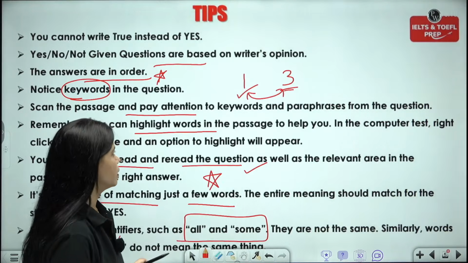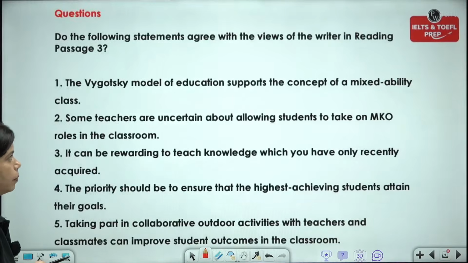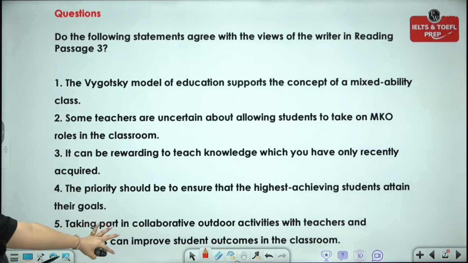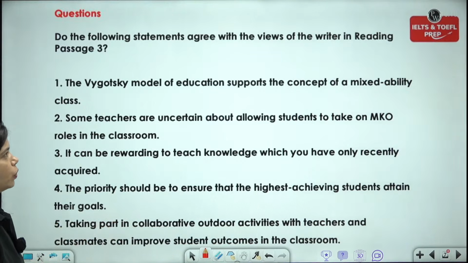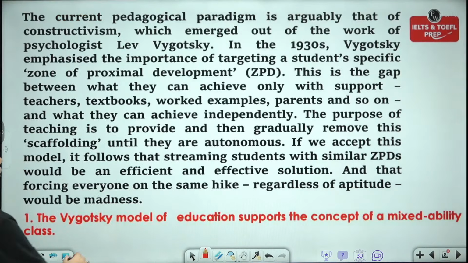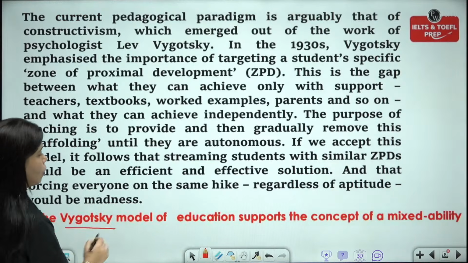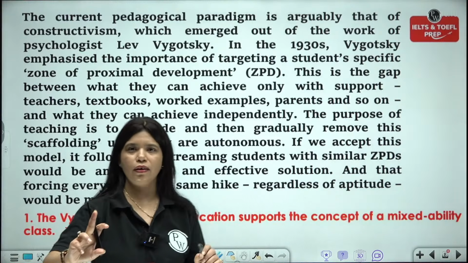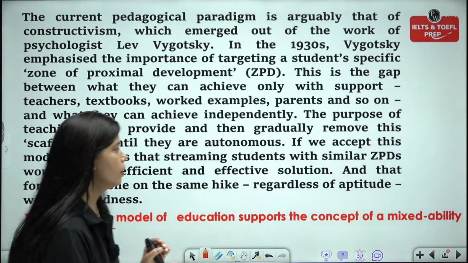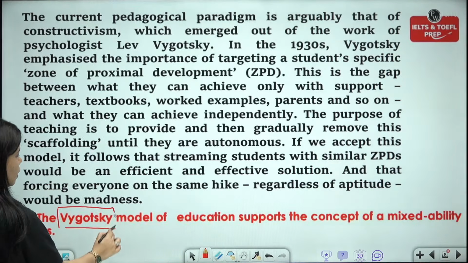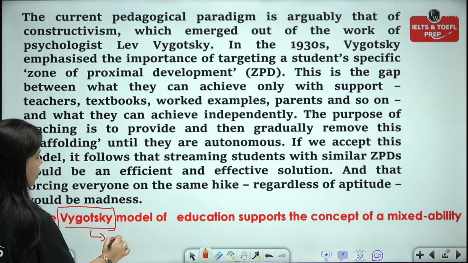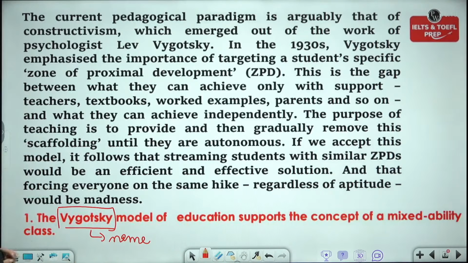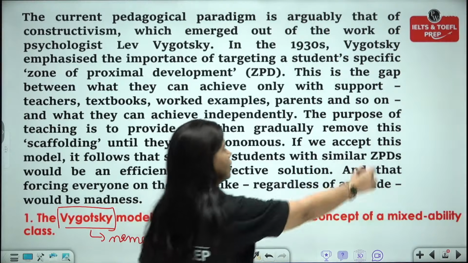Now let's get started and let's dive deep. We are going to answer these 5 questions. Let me show you the text quickly. Question number 1 says the Vygotsky model of education supports the concept of mixed ability class. This is our very first question, and the main keyword over here is this name Vygotsky, because this is a name and this cannot be paraphrased. So, locate wherever you see this word Vygotsky. I see it here.